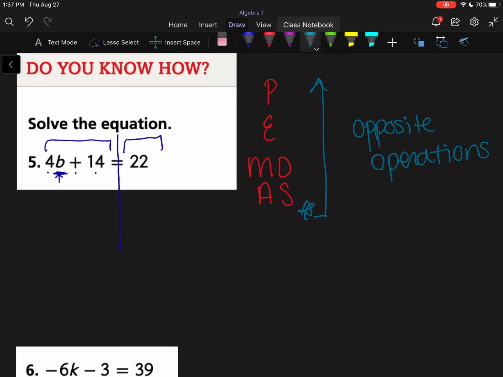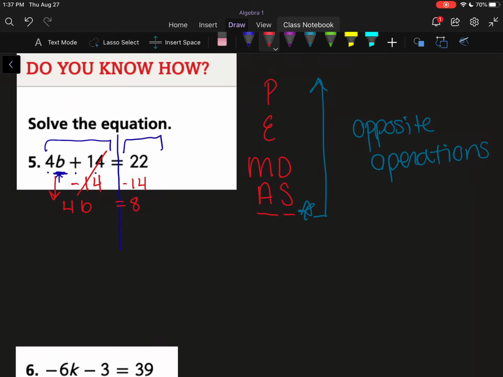So here we're going to start by undoing the plus 14 because we start undoing addition or subtraction first, and the opposite of addition is subtraction. And I'm going to do that to both sides. So positive 14 minus 14 adds to be 0. What is 22 minus 14? Use your calculator. That's 8. Now I'm going to bring down what I have left, which is that positive 4b. I right now have 4b equals 8.